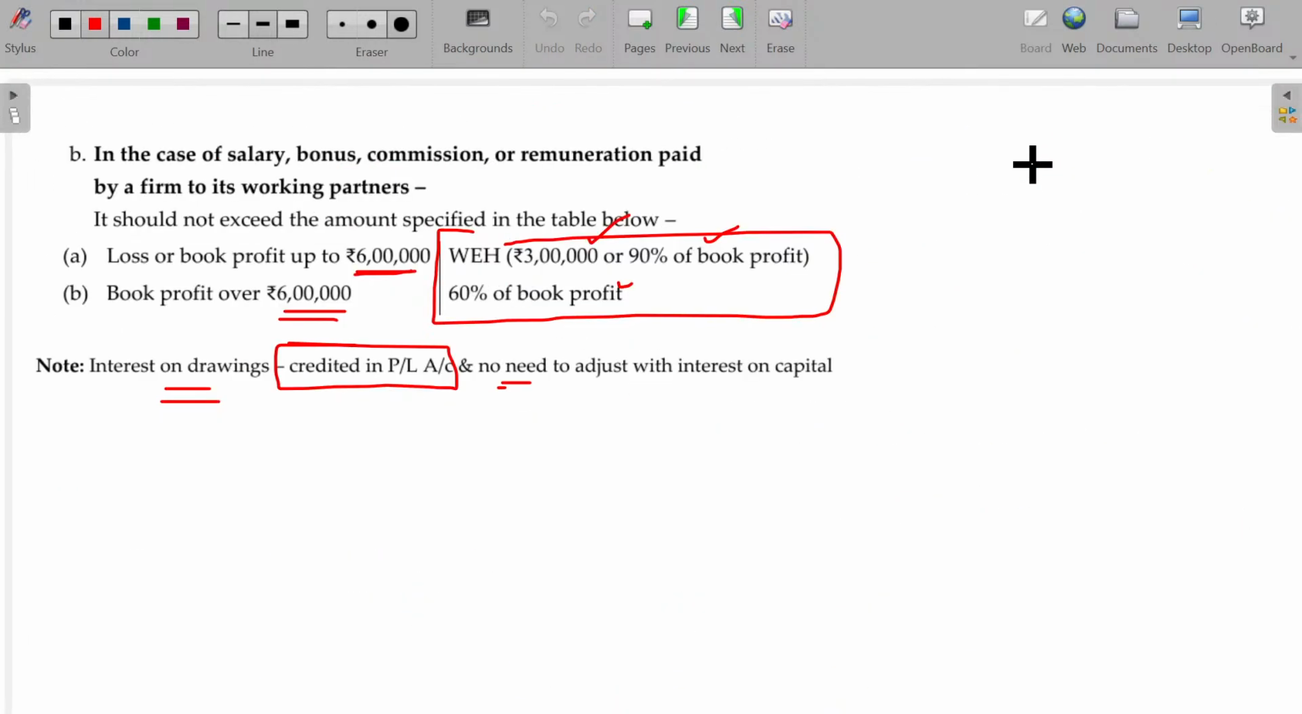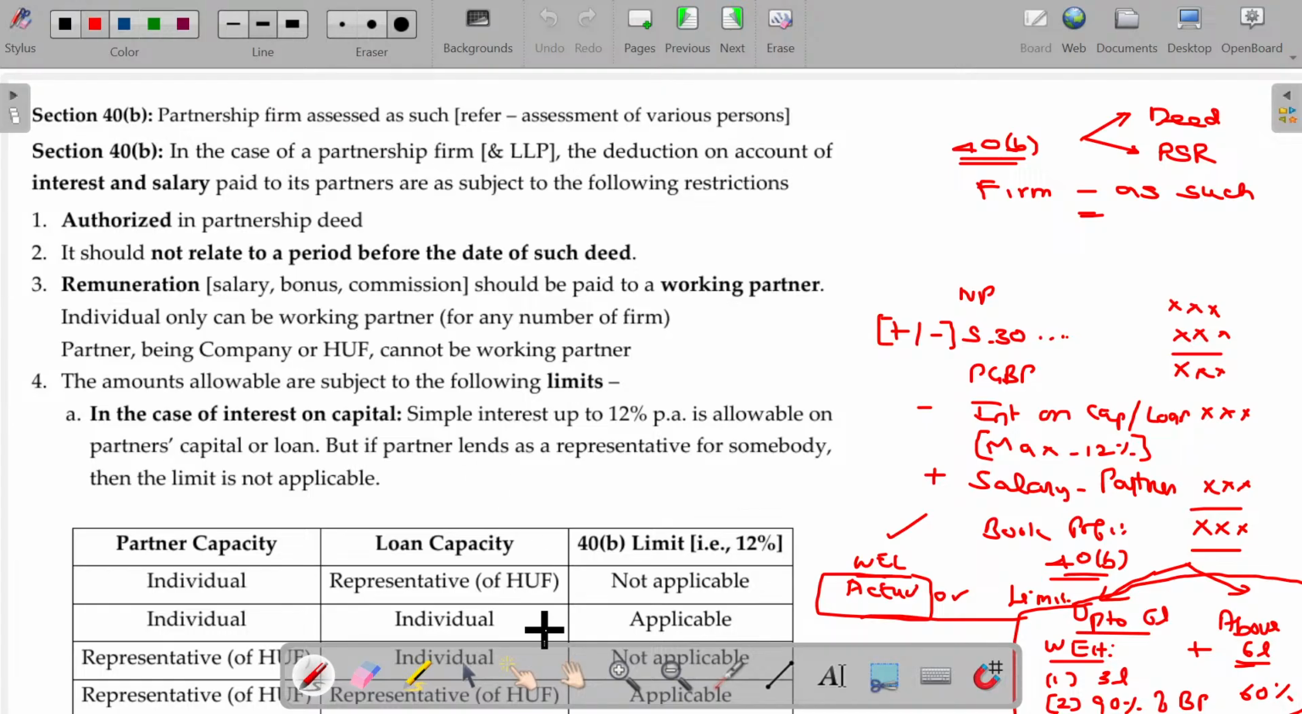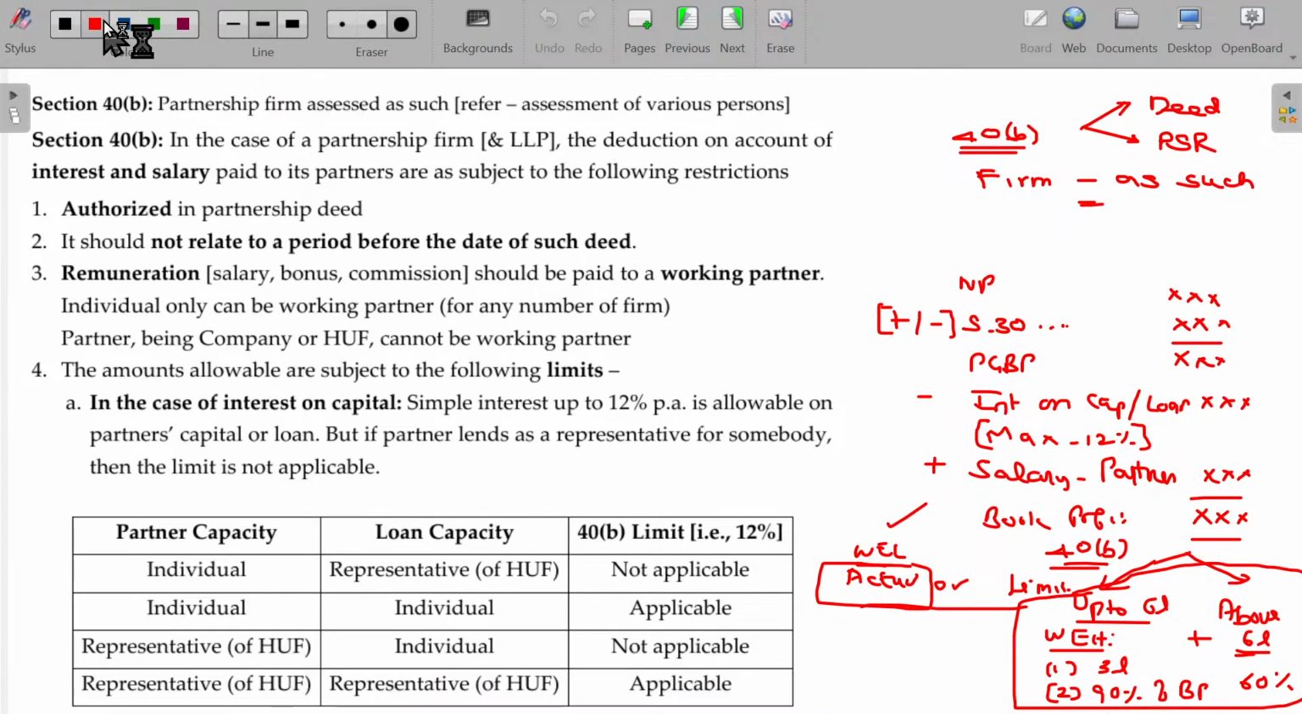Now, here, interest, simple interest up to 12% is allowable. Am I right? Provided the partner lends the amount to the firm. Okay, lending, and interest is payable, then the interest will be deductible up to 12% of the capital. Clear? Firm, partner, partner's family.